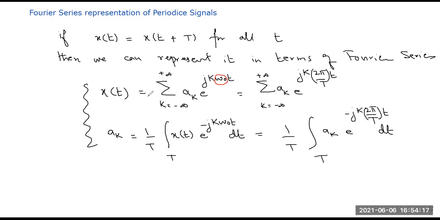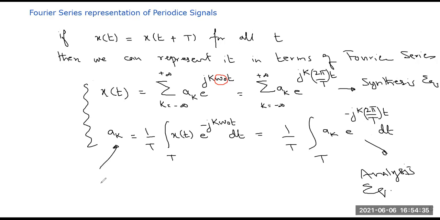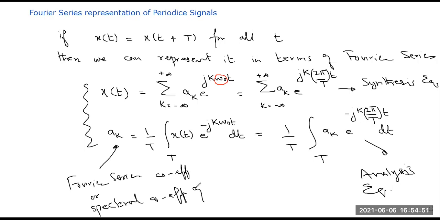And you also remember that this equation is known as synthesis equation, and this equation is known as analysis equation. And these coefficients are known as Fourier series coefficients, or we also call them spectral coefficients of x of t.